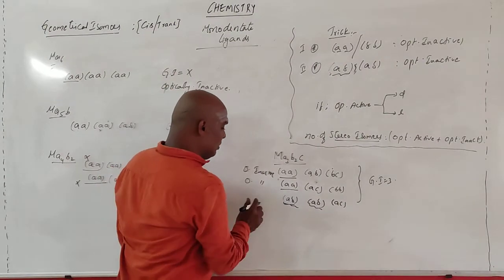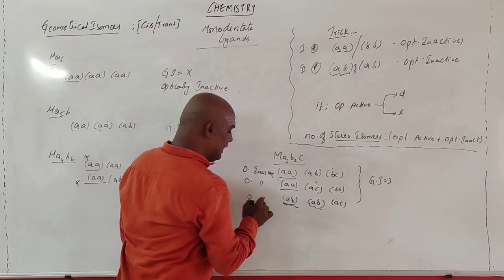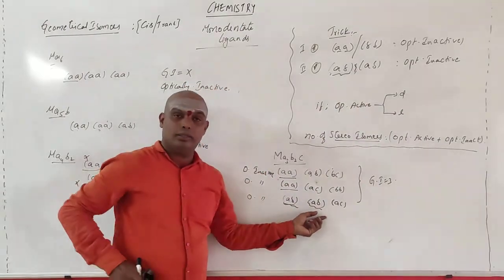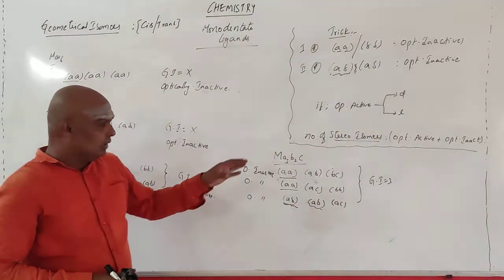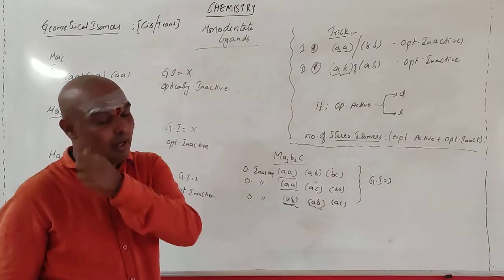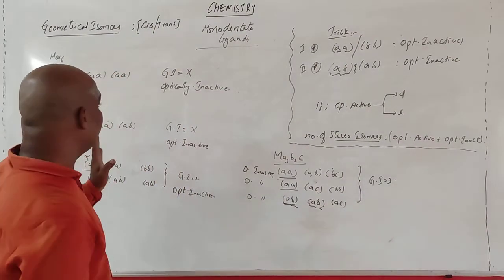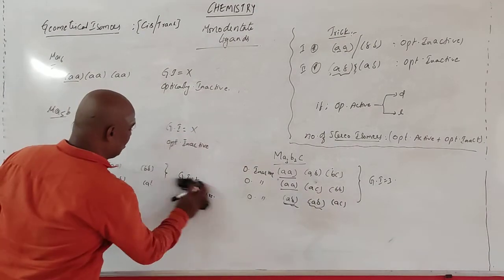Right? So what happens now? This one will become optically inactive. Because see, AB is repeated again. AB is repeated again, so optically inactive. So this compound is also optically inactive. Right? Getting me? Okay, let me take one more question.